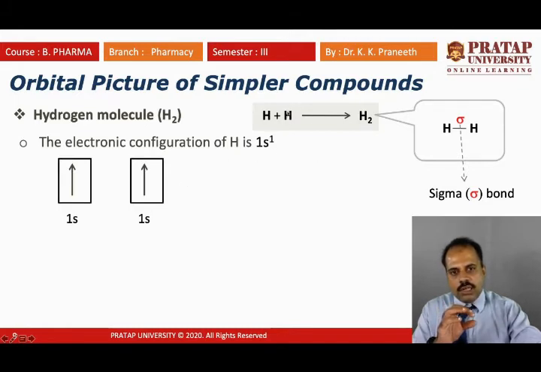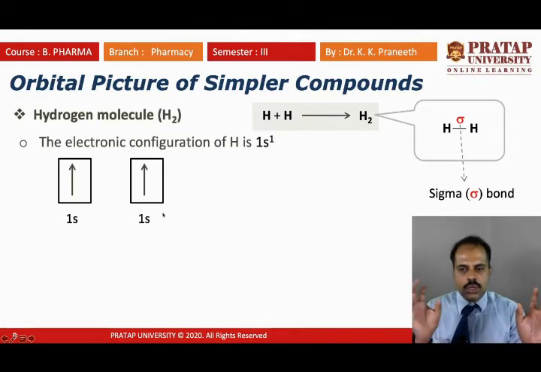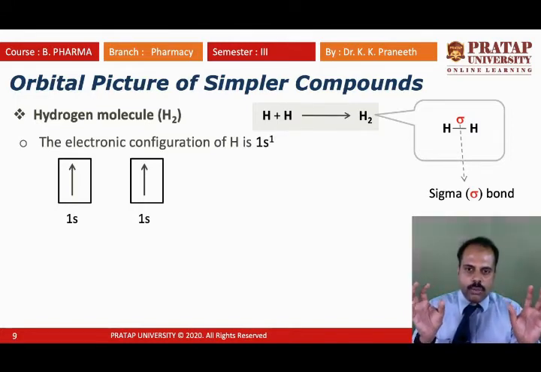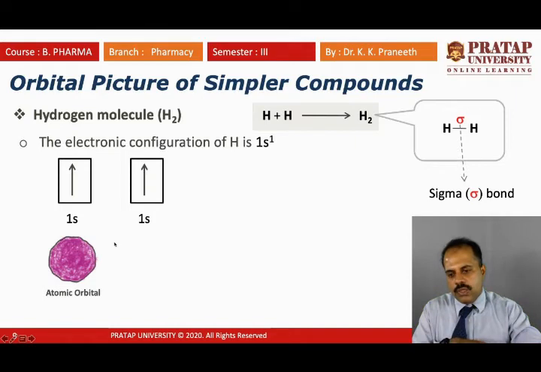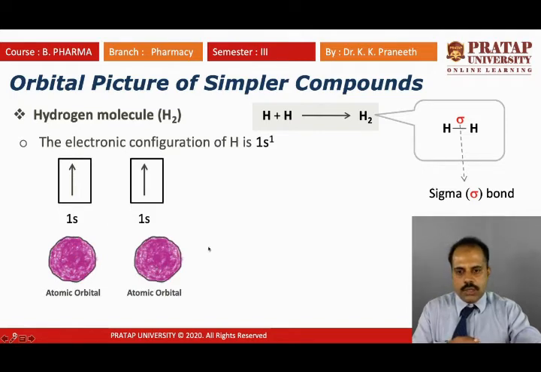Similarly, in the second hydrogen atom, one electron is also present in the 1s orbital. So there are two hydrogens, two 1s orbitals, and two electrons present. We can now show this in the orbital diagram. This is the atomic orbital of hydrogen, drawn as a box or as a sphere, the real structure. This is the atomic orbital of the first hydrogen, and this is the atomic orbital of the second hydrogen, with one electron here and another electron here.